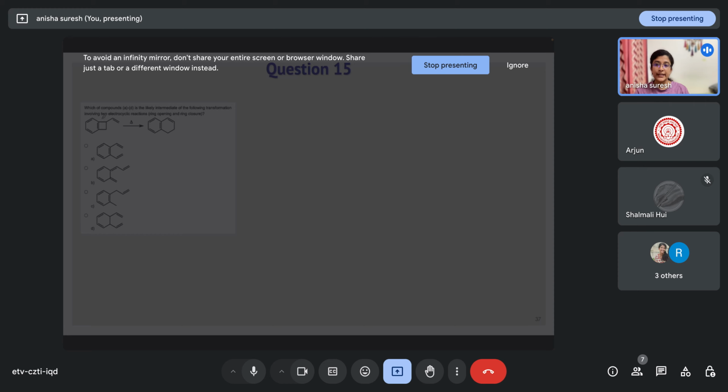So for 4 pi electrocyclic ring opening to take place, the electrons will have to move in this fashion, and it will result in the formation of this system. Right. So this is B. Then it will undergo 6 pi electrocyclic ring closure leading to formation of this product. This will be 6 pi electrocyclization.